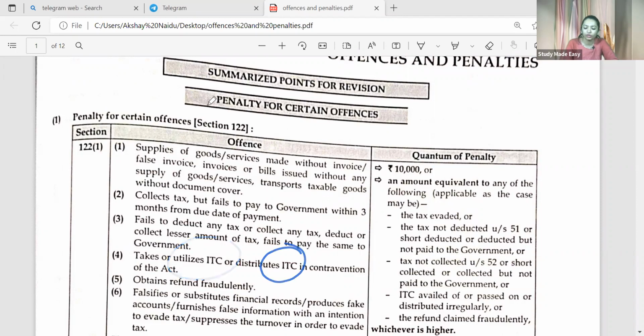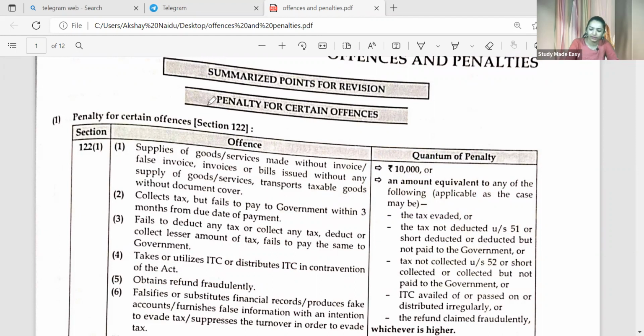ITC or distributes ITC. Why distribution of ITC? Given an input service distributor, he distributes ITC. So you distribute ITC in contravention of the Act. In all these cases, there is a fraudulent refund, section number 74. If that is applicable, you will find the penalty is almost the same. Okay. So if it is a fraudulent refund and this section is applicable, you will not apply 74, and they will give you which section is applicable.